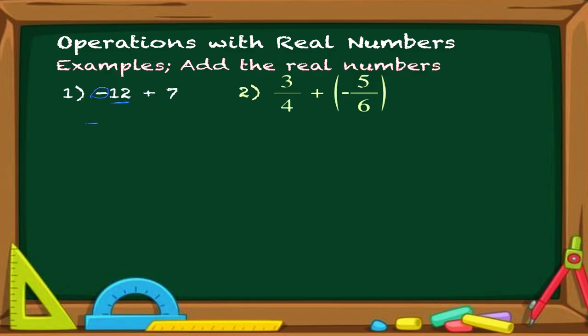Since the bigger number, 12, is actually negative, I know my final answer is going to be negative, and then I'm just going to take 12 minus 7. 12 minus 7 is 5, so my answer is negative 5. Final answer. The next problem, we have a fraction, 3/4 plus negative 5/6.